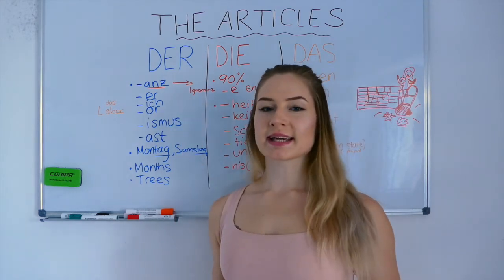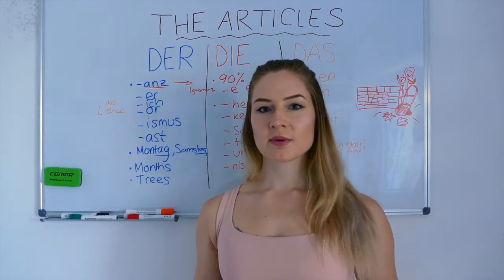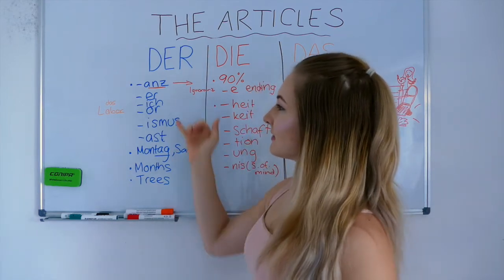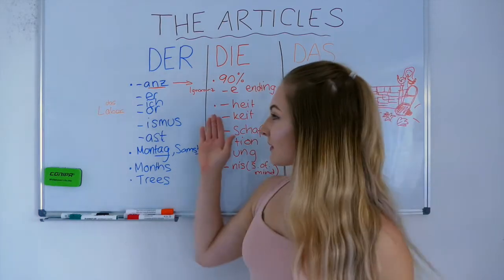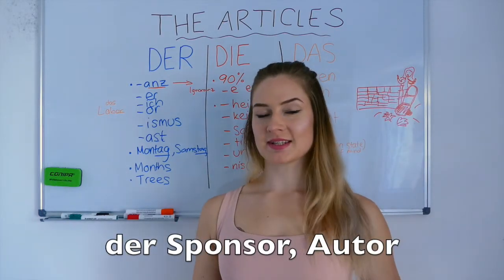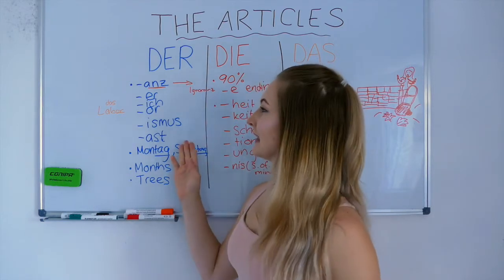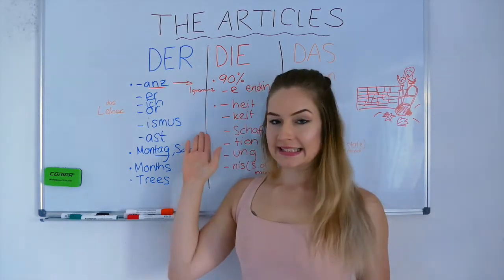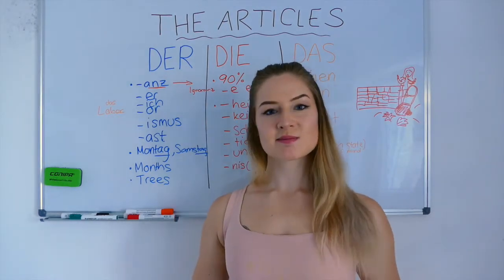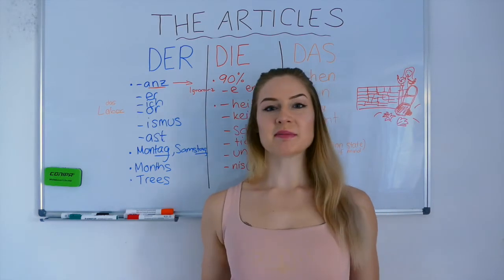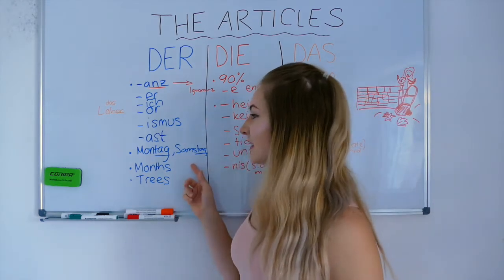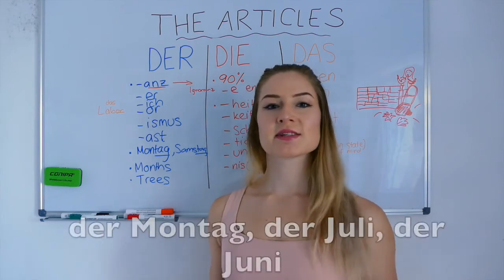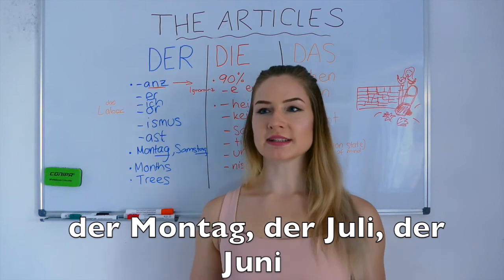Then we have words ending in er. These are usually words like der Bäcker, der Müller, words that come from verbs essentially. Then we have ich, like der Teppich. Then or, like der Sponsor or der Autor. However, there are exceptions like das Labor, which is neuter. Words ending in ismus, like der Kapitalismus, der Palast or der Ballast. Another thing to note is that all days of the week and months of the year are always masculine. So it's der Montag, der Juni, der Juli.